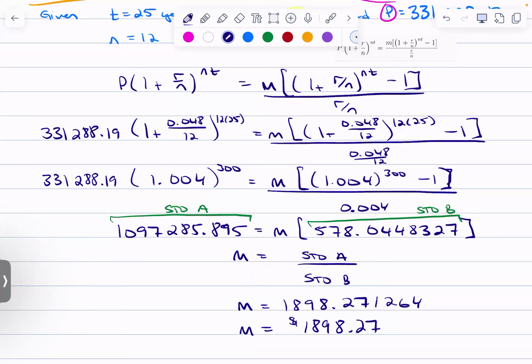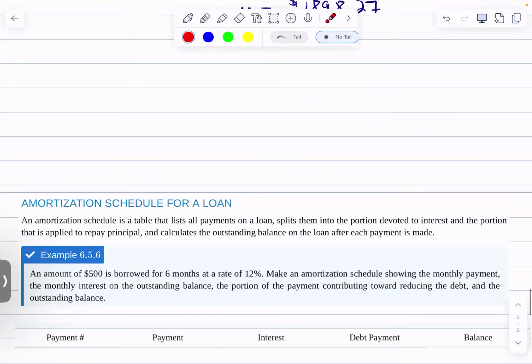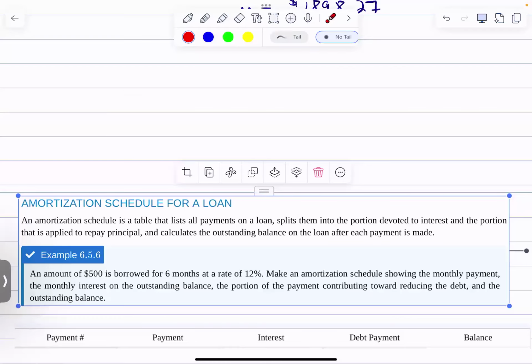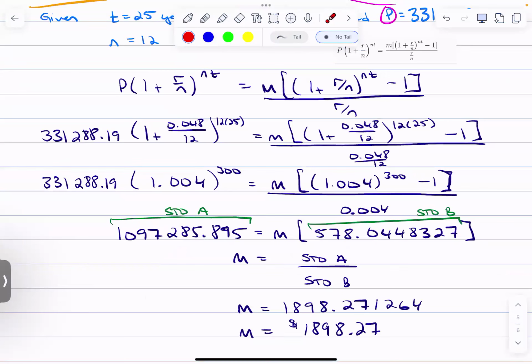What does that mean? It means that she went from saving $1,000 every quarter for 30 years, right? To getting $1,898.27 per month for 25 years. That's pretty good. Nice. Any questions about that one?